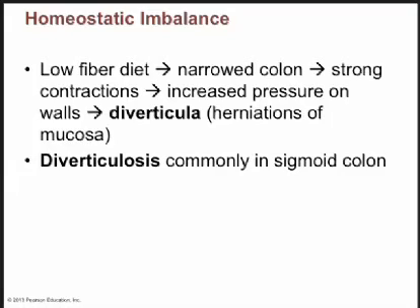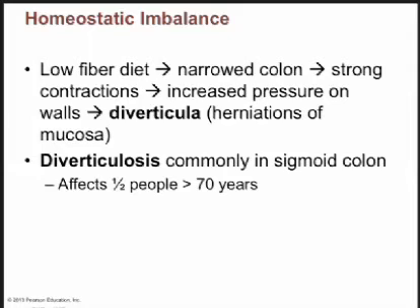So diverticulosis is an example of this condition. Diverticulosis is simply the appearance of these blind pouches along the colon. It's very common in the sigmoid colon, but it can occur anywhere in the large intestine. It can also occur in the small intestine. And essentially these represent areas for material to get trapped. It affects half of the people over the age of 70 years. So this is a condition that's probably coming down the pike for a significant percentage of the population as we age.